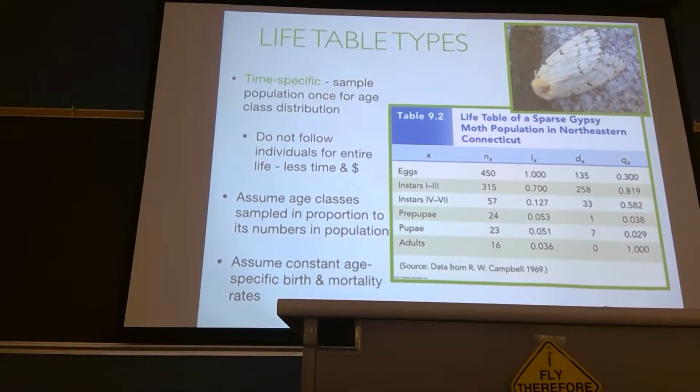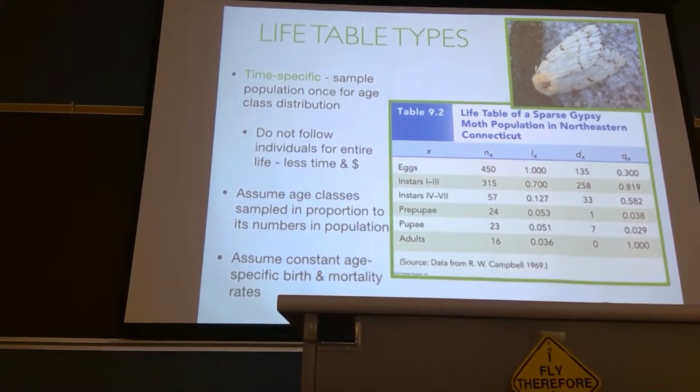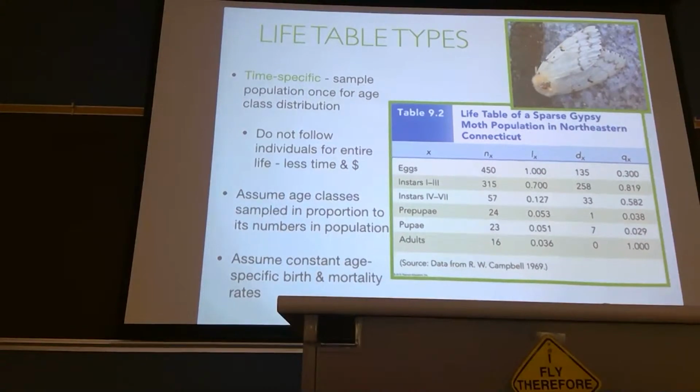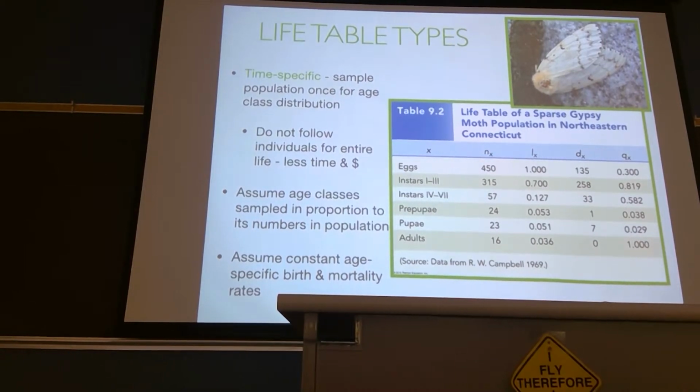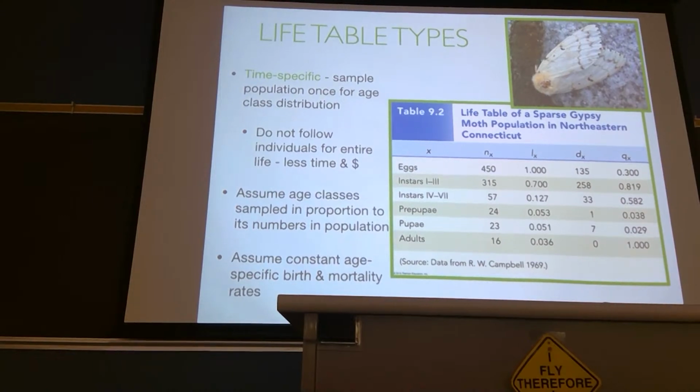It also assumes that over time, age-specific mortality and birth rates aren't going to change. That what you're observing is a population that's stable and isn't going to be really changing growth rate or mortality rate in the future. If it does that, it's going to screw up your information that you're going to assume.